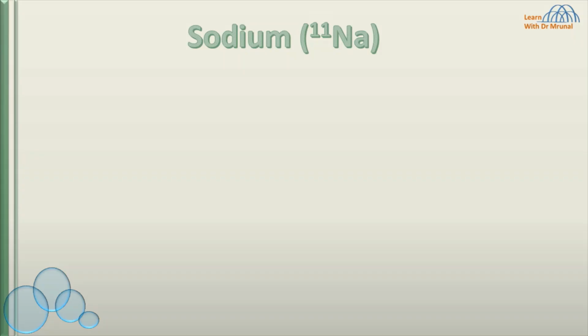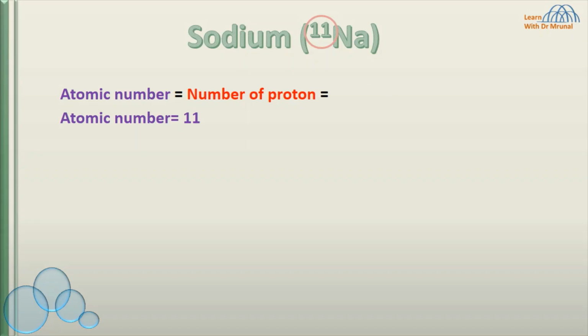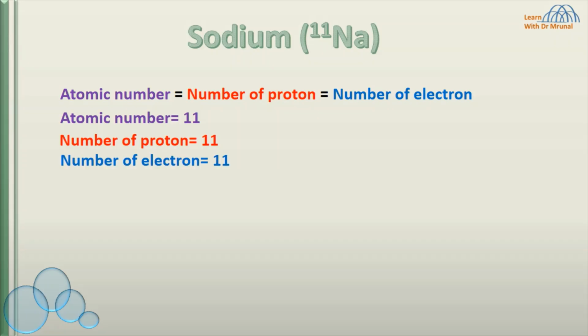Its symbol is Na. Do you know what this number 11 shows? Correct. It shows the atomic number of an element. So the atomic number of sodium is 11. Atomic number is the number of protons which is equal to the number of electrons. It means if atomic number of sodium is 11, 11 protons and 11 electrons are present in the sodium atom. 11 protons are present in the nucleus along with the neutrons, and 11 electrons are distributed among various orbits.